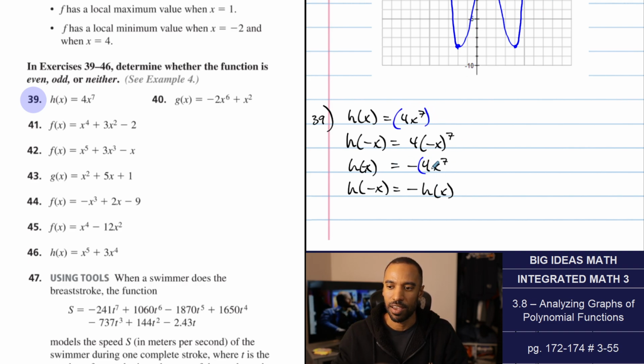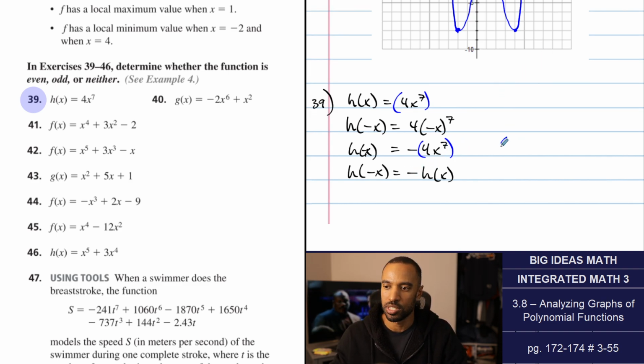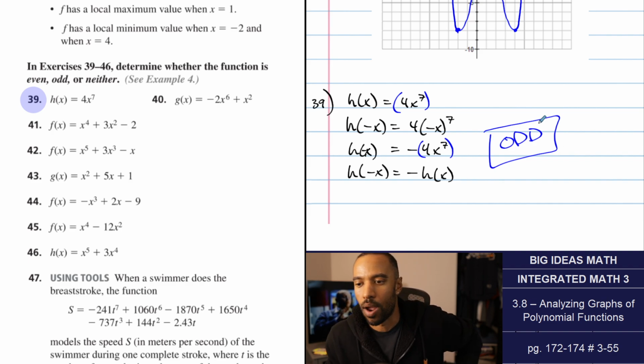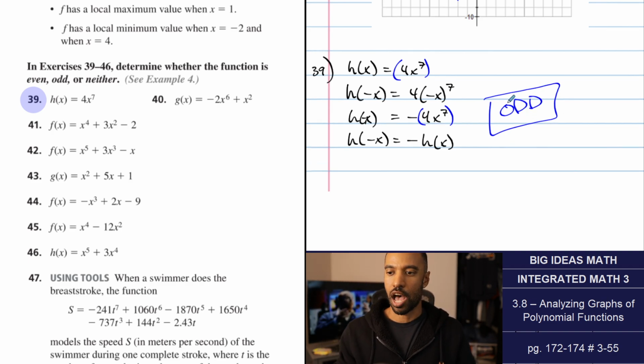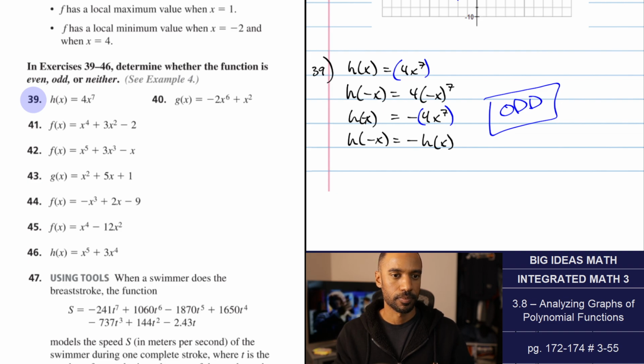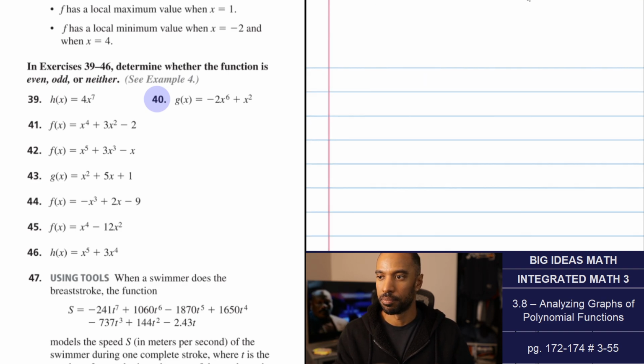h of negative x is negative 4x plus 7. So because it's the exact opposite, that is the determination of an odd function, where opposite x's give us opposite y's. Number 40. I'll tell you the answer before it happens. Number 40 is even.